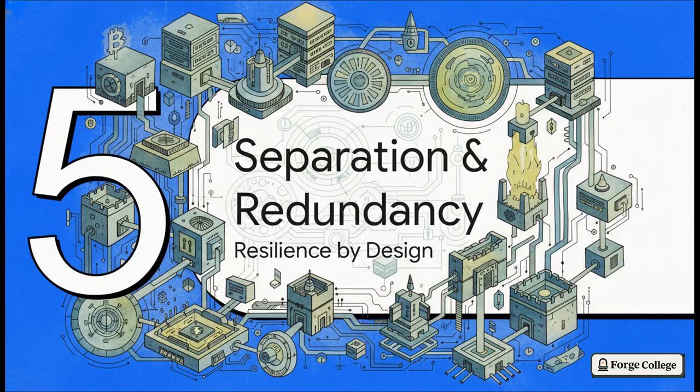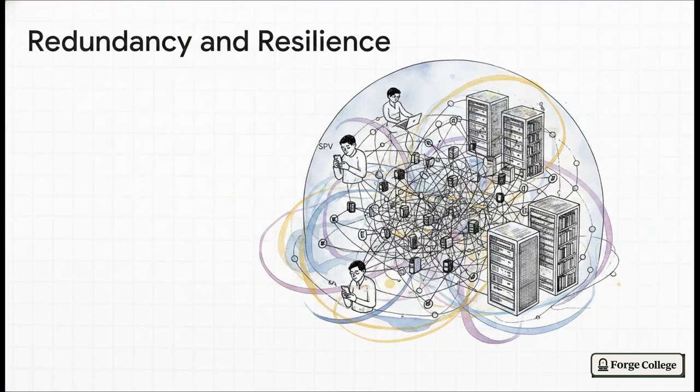Finally, part 5, separation and redundancy, resilience by design. So why do we have this chaotic, heterogeneous mix of libraries, hubs, and gatekeepers instead of just running everything on one massive supercomputer? Well, the answer is resilience. By separating roles, we drastically increase network participation. Pruned nodes mean everyday people can enforce the rules without buying massive server racks. SPV clients mean you can transact securely while waiting in line for coffee.